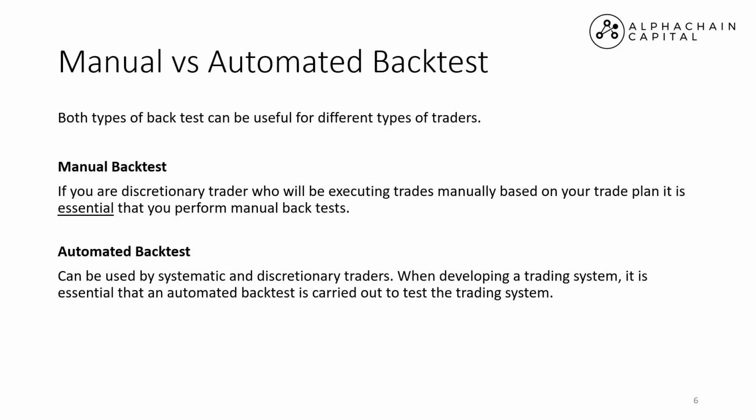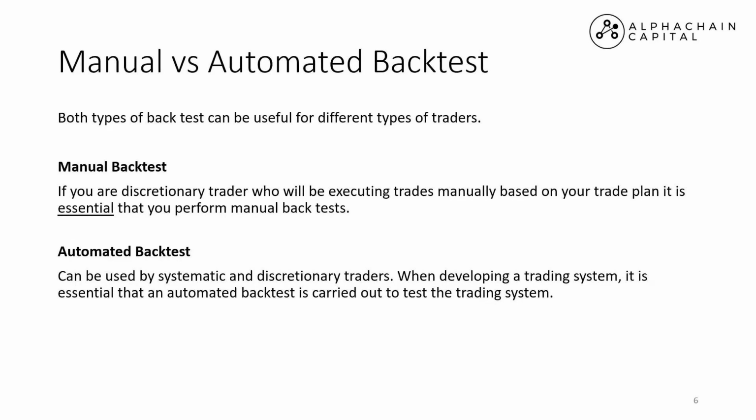Now, an automated backtest can be used for systematic and discretionary traders, in addition to your manual backtest if you're a discretionary trader. When developing a trading system, it's essential that an automated backtest is carried out to test the trading system. An automated backtest is essential for those developing systems, to test the system on previous data the same way it would execute on live trading data. If we have an automated strategy that automatically executes its trades in the market, we want to ensure that a backtest mimics exactly the same environment.